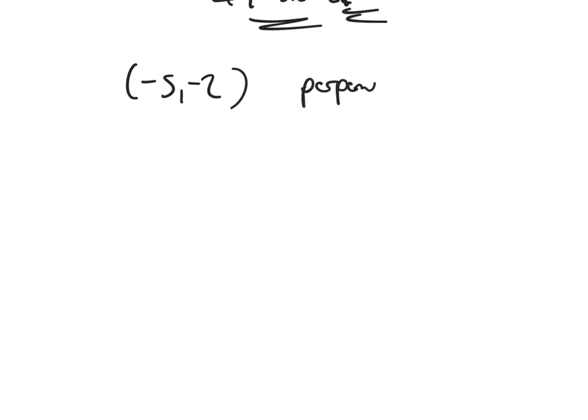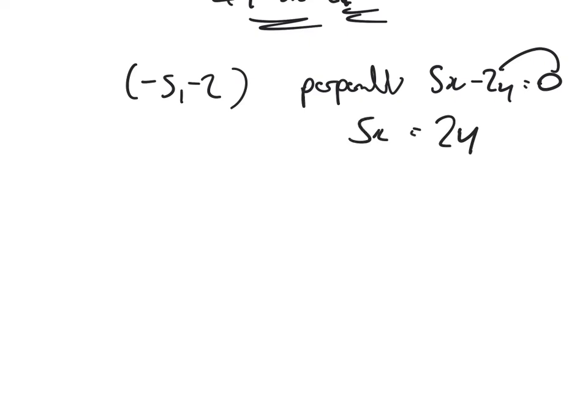Okay, let's try one more. Find the equation of a line which passes through (-5, -2) and is perpendicular to a line which has equation 5x minus 2y is equal to 0. Let's rearrange that so it's in the form y equals mx plus c. So 5x equals, bring the -2y across, make it 2y. 2y equals 5x, and y is equal to 5 over 2x.